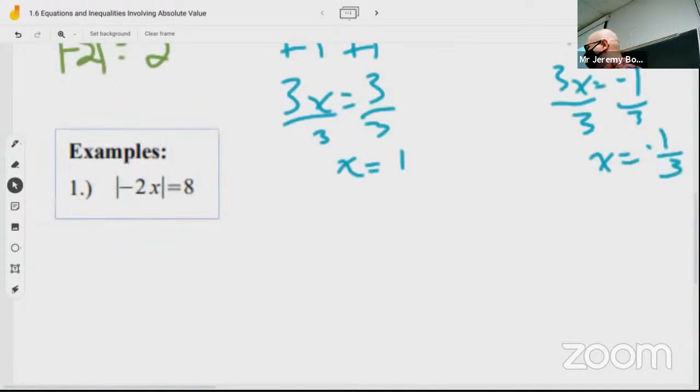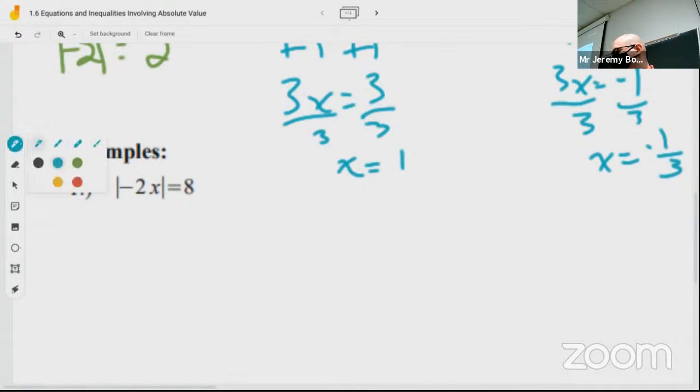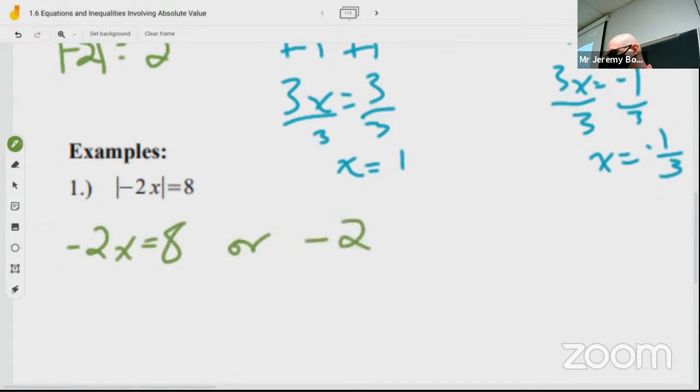Finally, we have the absolute value of negative 2x is equal to 8. What two equations are going to come from that? Well, the first one's easy. I can do that one. We know that negative 2x could equal 8, or it could equal negative 8. Now notice that I just take whatever's in that absolute value, and that's what I put on the left-hand side, or whatever side it was on. But I don't change that whatsoever. I keep that as negative 2x.